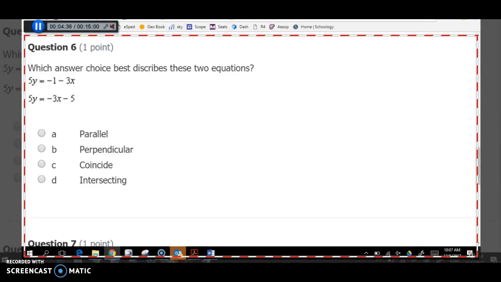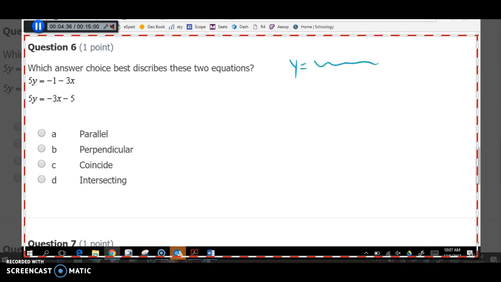Question 6. Which answer choice best describes these two equations? 5y equals -1 minus 3x, and 5y equals -3x minus 6. And we're able to tell all of that based on their slopes. Okay, so we need them to be in slope intercept. They need to be in y equals something.